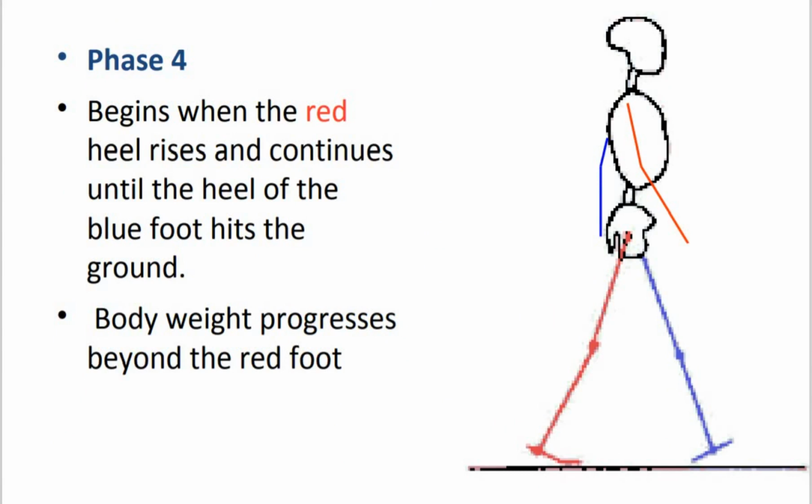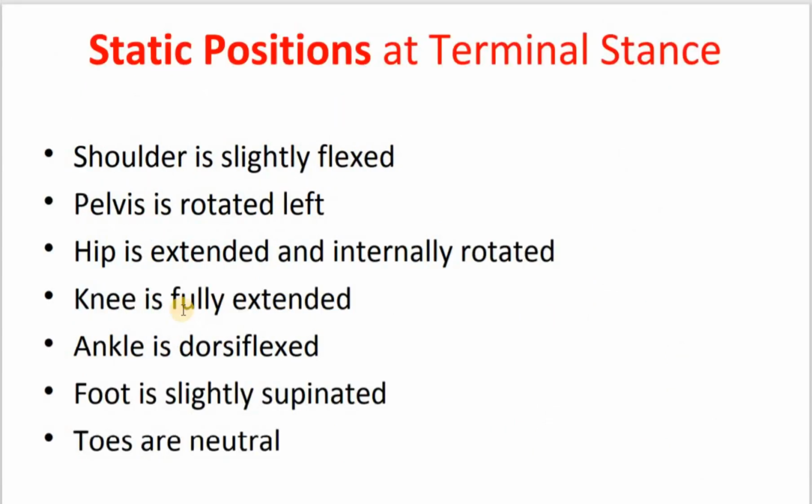Some static positions during the terminal stance: shoulder is slightly flexed, pelvis is rotated to the left, hip is extended and internally rotated, knee is fully extended, ankle is dorsiflexed, foot is slightly supinated, and toes will be remaining in the neutral position.